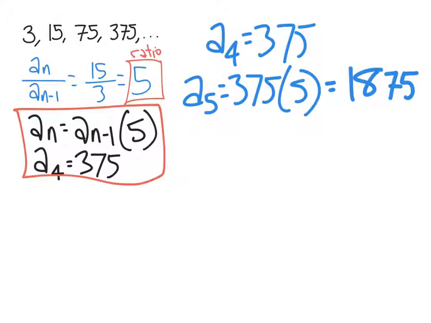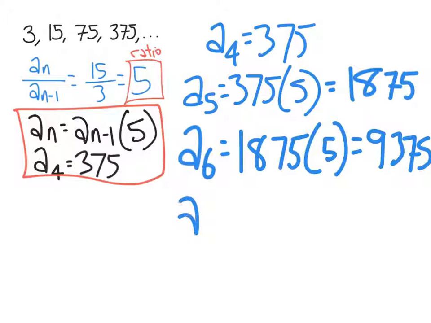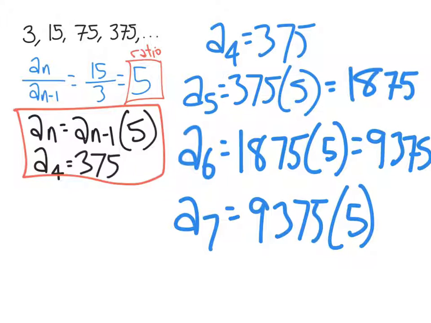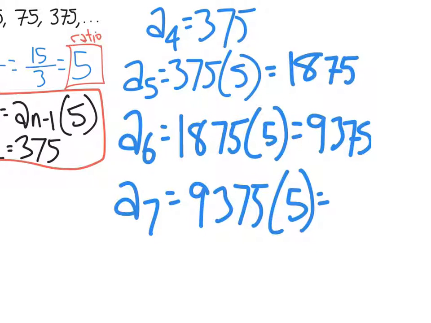Great. And what's the sixth term? Well, the sixth term, a sub 6, is the fifth term times the ratio. So it's going to be 1875 times 5, giving us the grand total of 9375. Beautiful. What's the seventh term? It's going to be the previous term, 9375 times 5, and that's going to give us what? 46,875. Beautiful. And let's do one more for good measure.